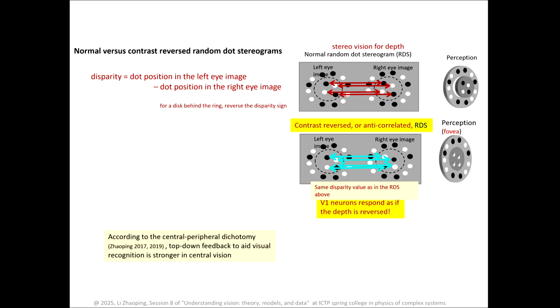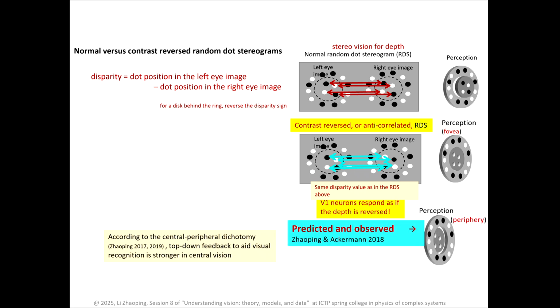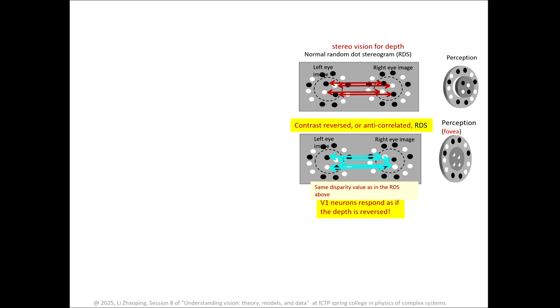However, this reversed depth is not perceived in central vision, since according to our hypothesis, the misleading V1 signals are vetoed by top-down feedback. This reverse depth is perceived in peripheral vision where the top-down feedback is insufficient. Let's focus on central vision to examine the feed-forward and feedback processes.